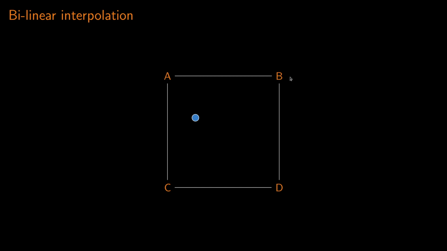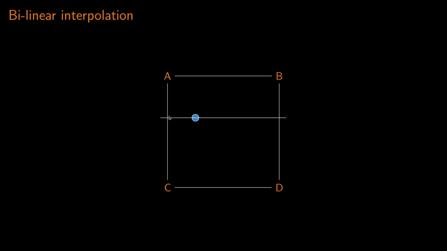So if we have 4 values, A, B, C, and D, representing the corners of a rectangular region, in this case it's square, it doesn't have to be, then what we want to be able to do is to interpolate the value shown at the blue dot, which could be anywhere inside this square given by the 4 corners A, B, C, and D. So let's just have a quick look at how we do that, and why this is important will hopefully become obvious.